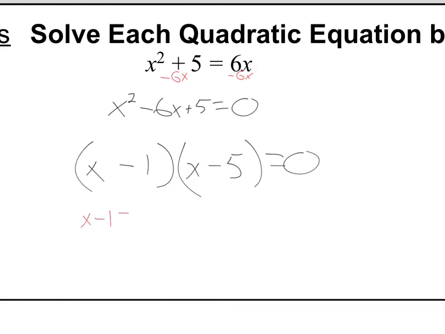So x minus 1 equals 0, or x minus 5 equals 0. So those are the two equations that I'm solving. My answers would be x equals 1 and x equals 5.